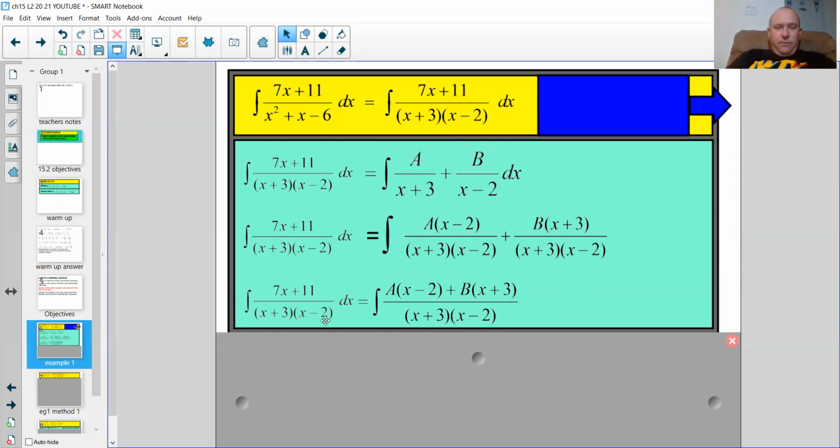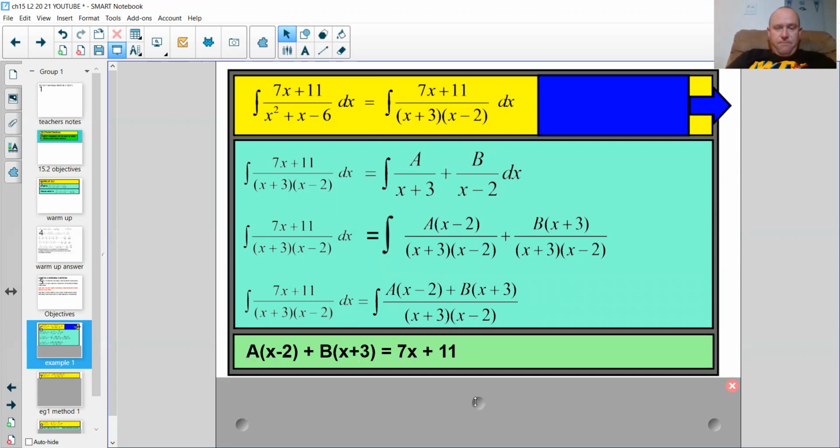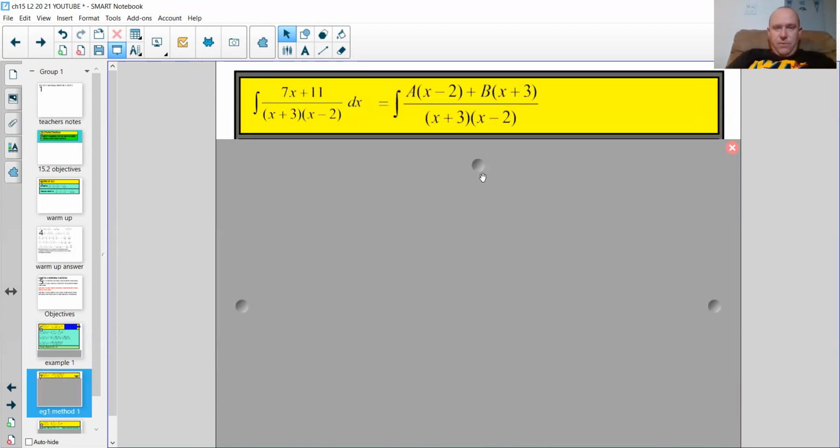Now, the reason this is helpful is that the denominators are the same. And if these 2 fractions are the same, then we can also say that the numerators are going to be the same as well. So in other words, this would equal this. And then there are 2 different methods that we could use to solve this. So let's look at the first one to begin with.